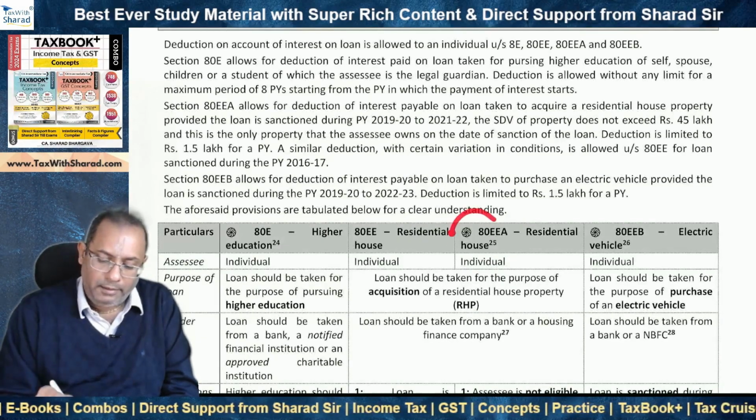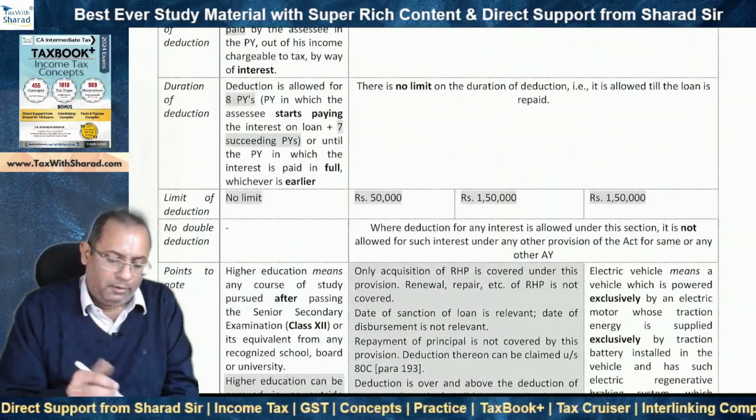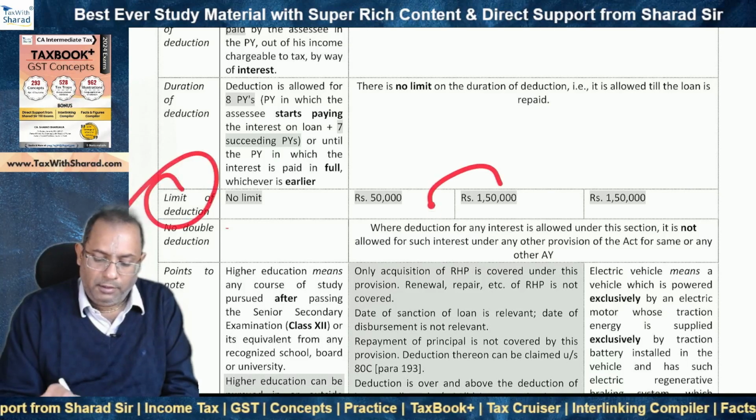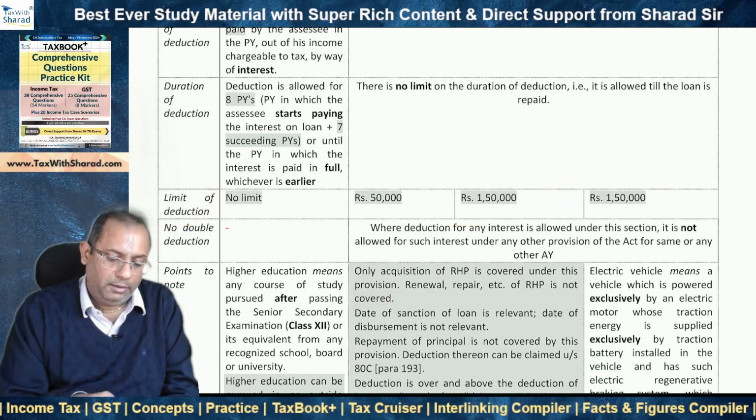This is the limit, 80EA and 80EB. What is the limit of deduction? It is 1,50,000 and 1,50,000. 1,50,000 in both the cases.